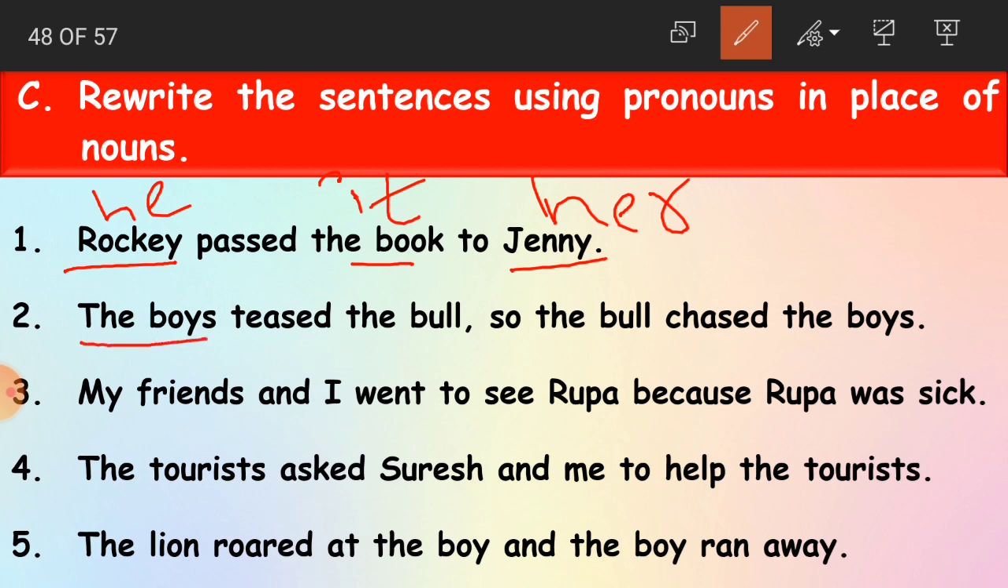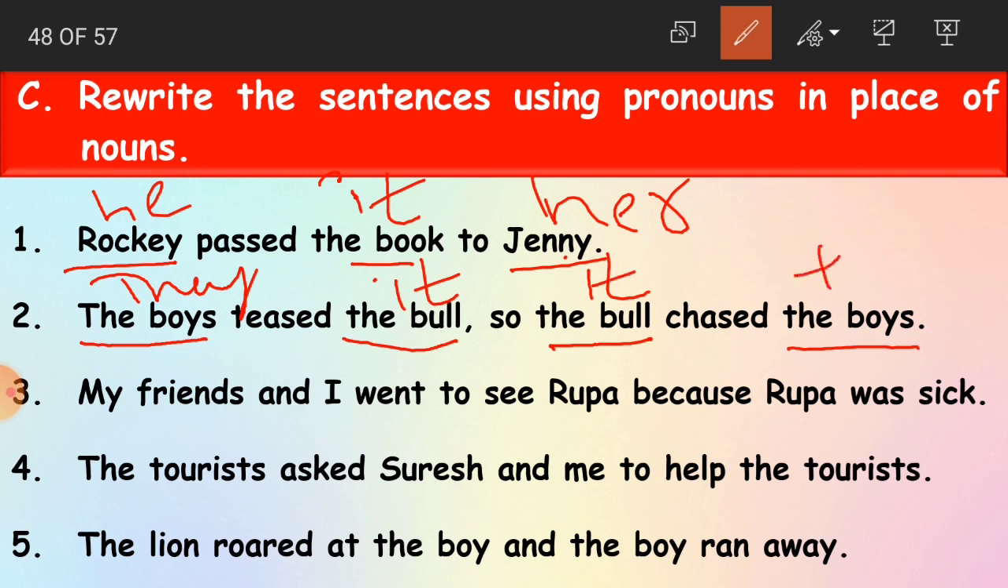Here what is the noun? The boys teased the bull. So the bull chased the boys. So we have to change all this. The boys, they. So you will get all types of pronouns here. Maximum all types of pronouns we have learnt, you will be getting here in this exercise. They teased it. So it chased them. So these are all personal pronouns. And my friends and we, both.